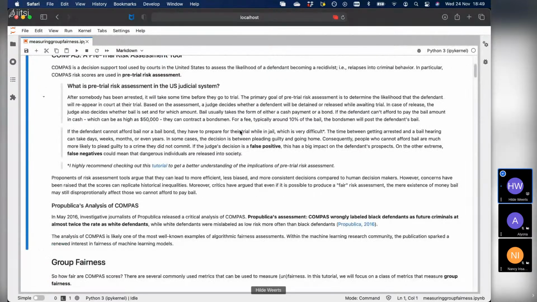Something that I didn't mention, and I think it's important to mention, is that if you have a false positive in this scenario, then it could have a big impact on the defendant's prospects. I hope I made that clear in the little figure I showed you earlier. If you are a false positive and you are detained, you will have to await trial in jail. And this makes it much more difficult to prepare adequately for your trial. So that's important to know. And on the other extreme, we have false negatives, which could mean that dangerous individuals are released into society.